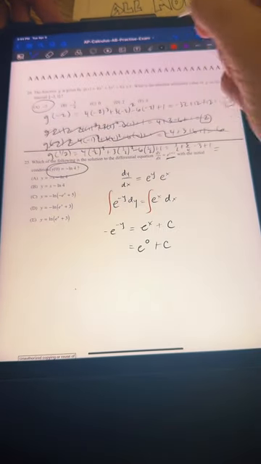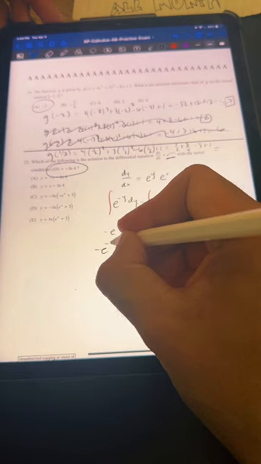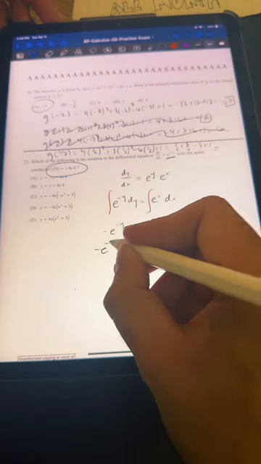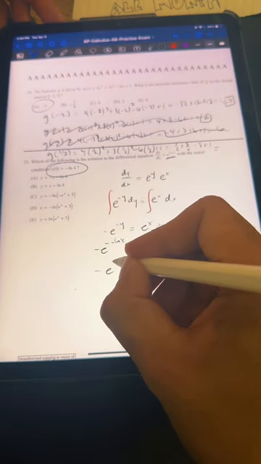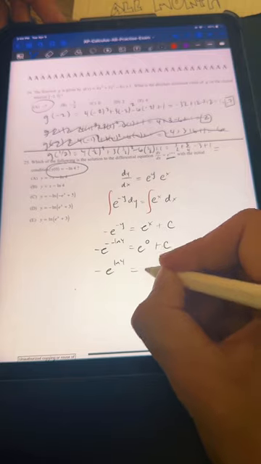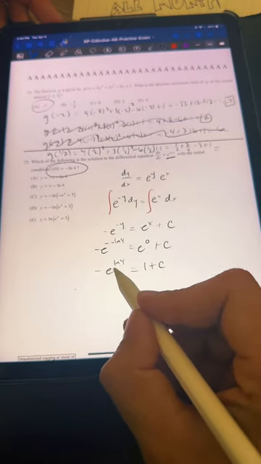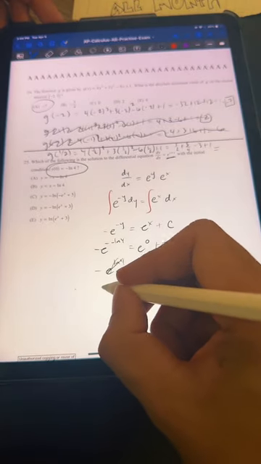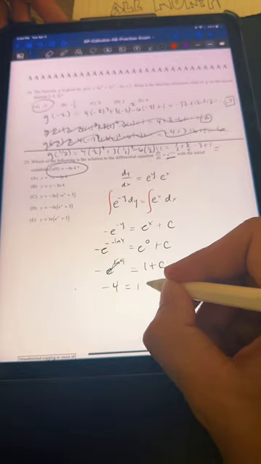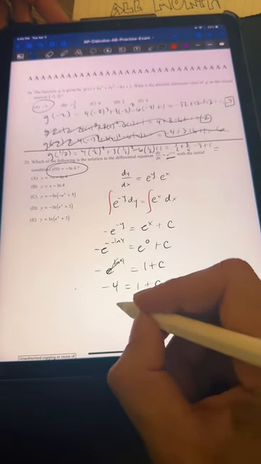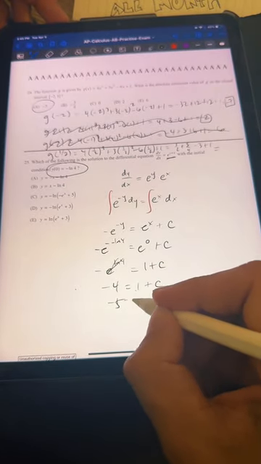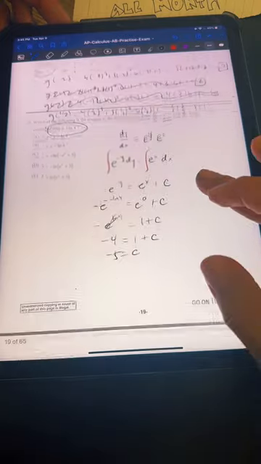Whoops, I totally did this wrong. This is negative e to the negative negative natural log of 4. So this just becomes negative e to the natural log of 4 is equal to 1 plus c. You'll notice that this just cancels out. This is just negative 4 now is equal to 1 plus c. Let's bring the 1 to the other side. Negative 5 is equal to c.